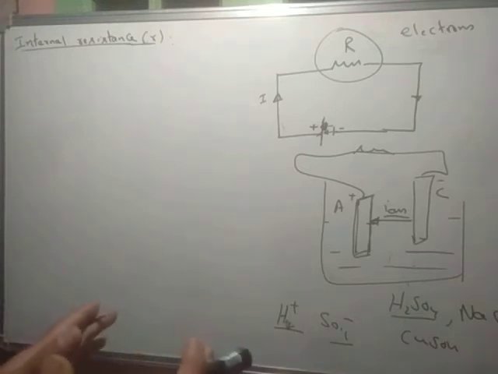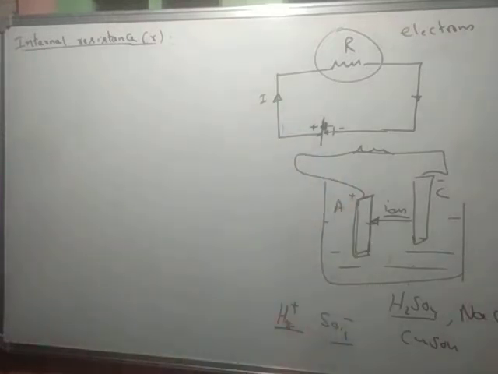Outside the cell, the charge carrier is the electron, and inside the cell, the charge carriers are the positive and negative ions. So this internal resistance of a cell is defined as the resistance which is offered by the electrolyte of the cell. Now let us see the factors on which the internal resistance of a cell depends.